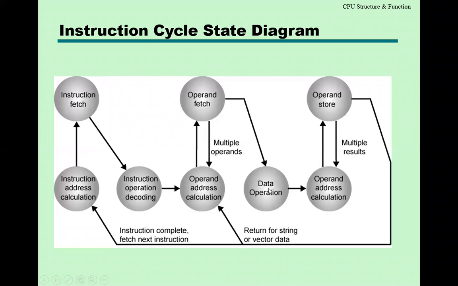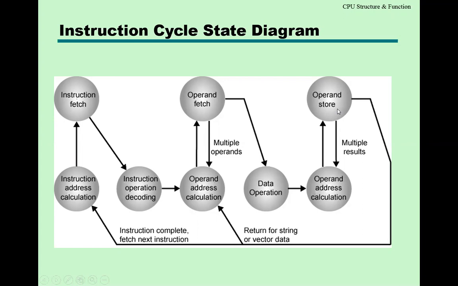So the addition is performed. Now we have to store the result. To store it, we store the result into another operand, that is C equals A plus B. So we have a third operand, C. But again, to store the third operand C, we have to calculate the address. So the next step is operand address calculation, and then we store C into the main memory, right?